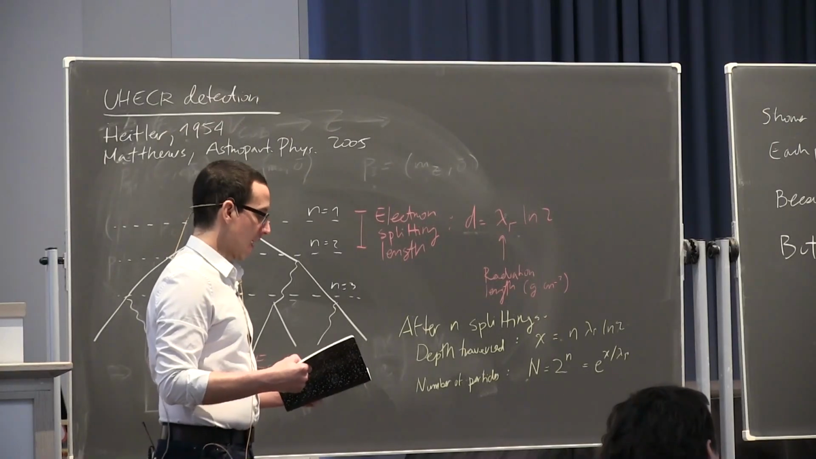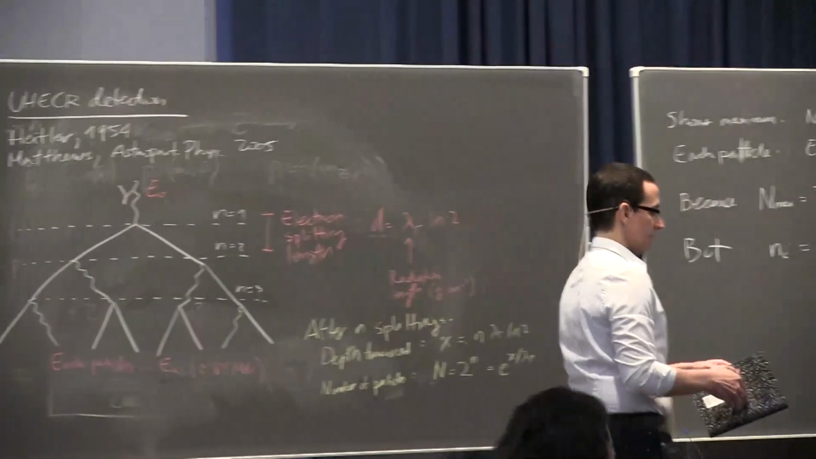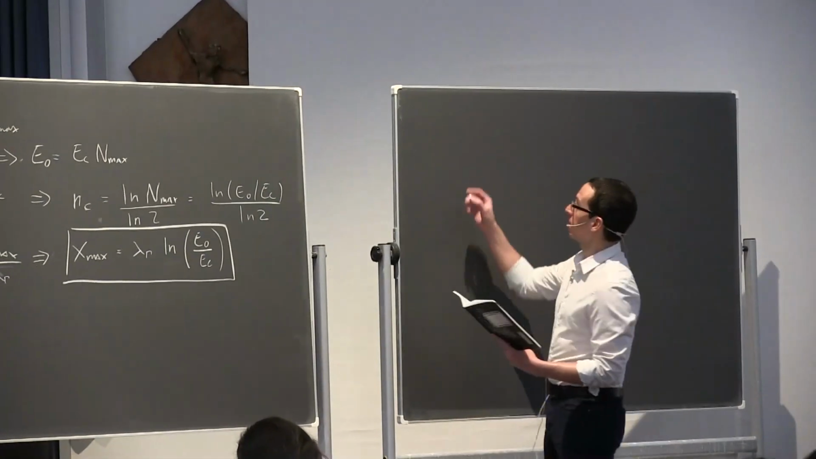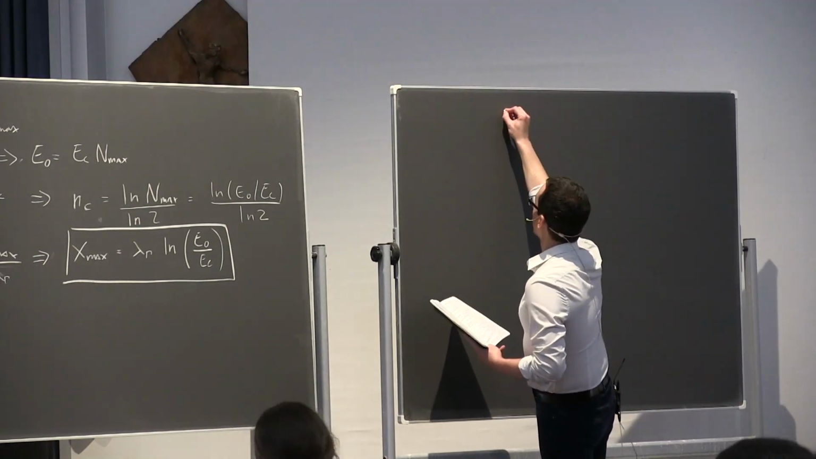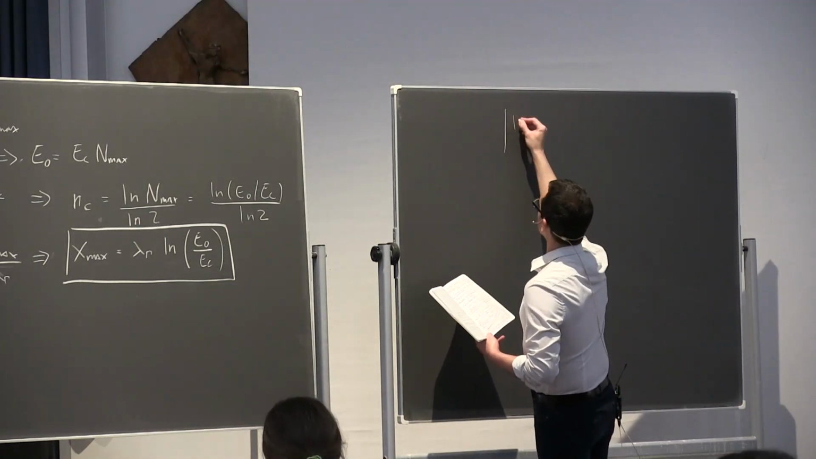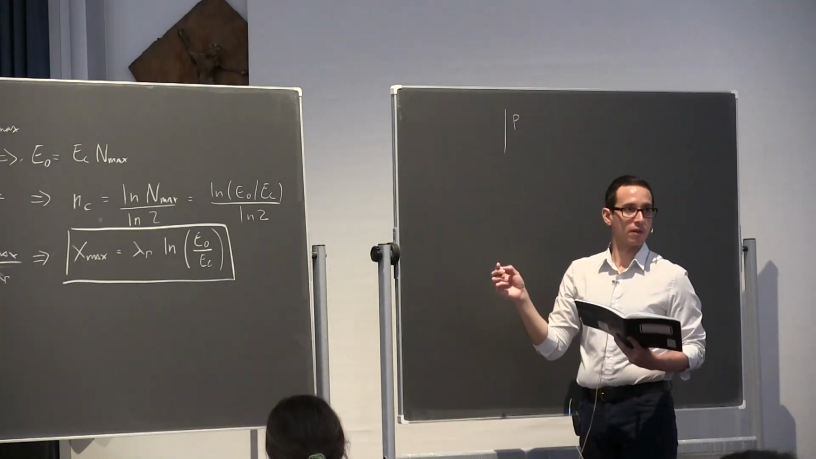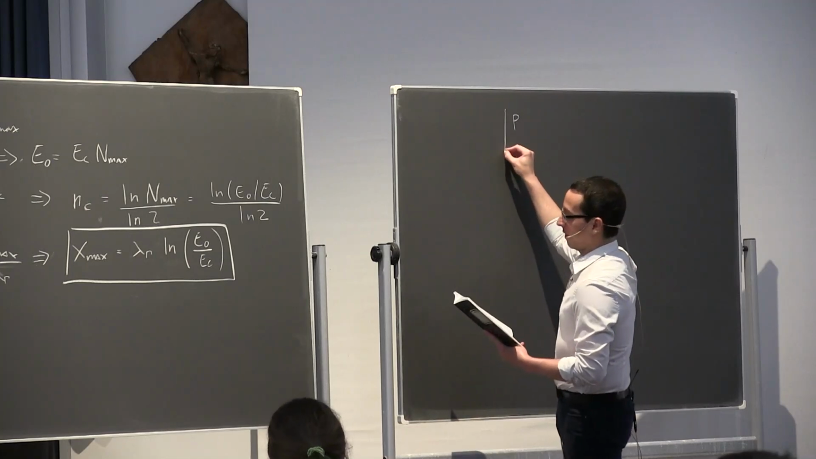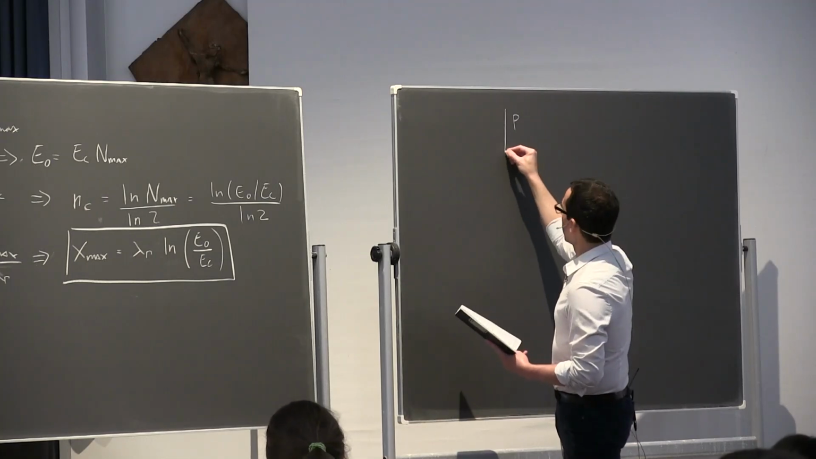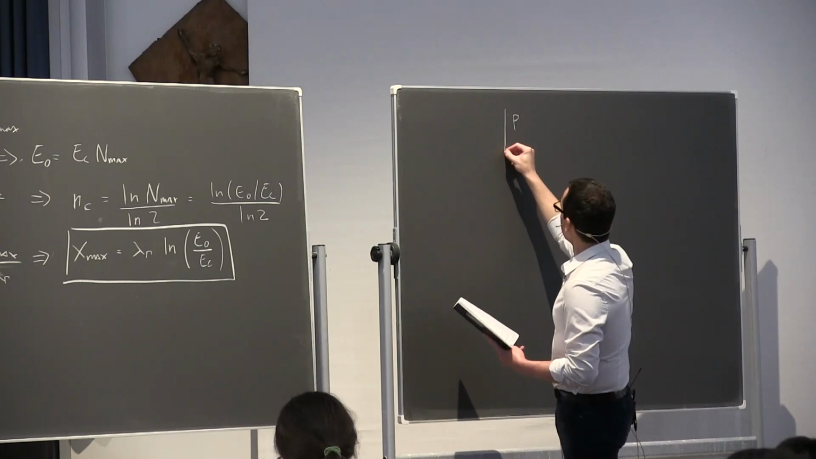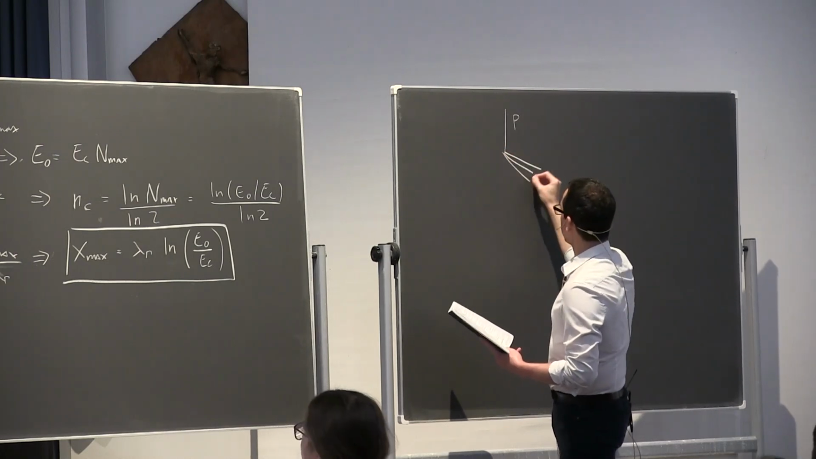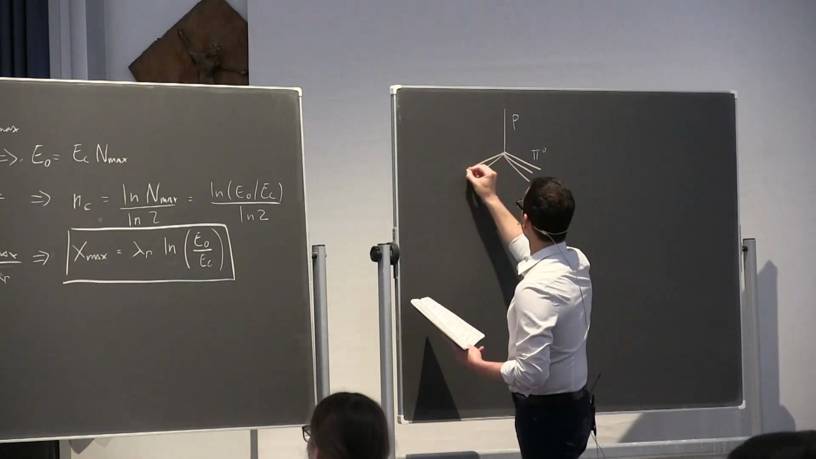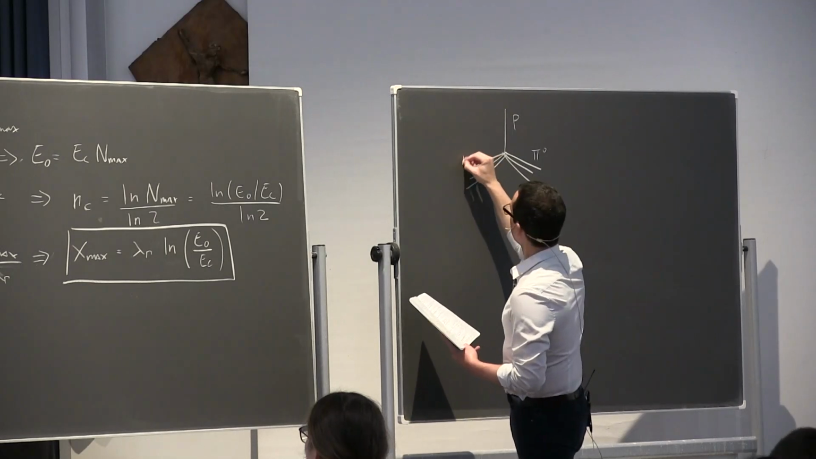Let me now do something similar. I'll try to skip a few steps, but now I want to start with a proton, not a photon. So it's more complicated, but the logic is very similar. By the way, is there any question about this so far? Okay. So again, we have an incoming proton, but now it will make pi zeros or pi pluses and minuses.